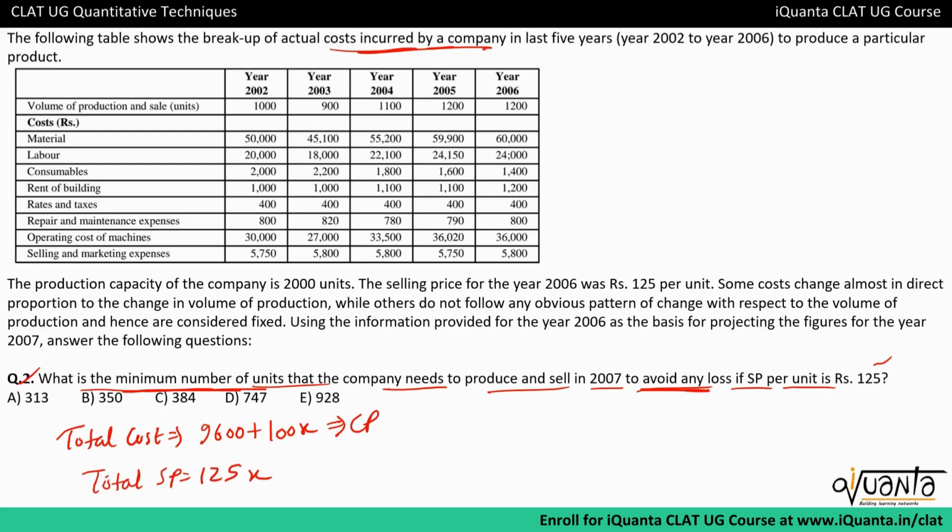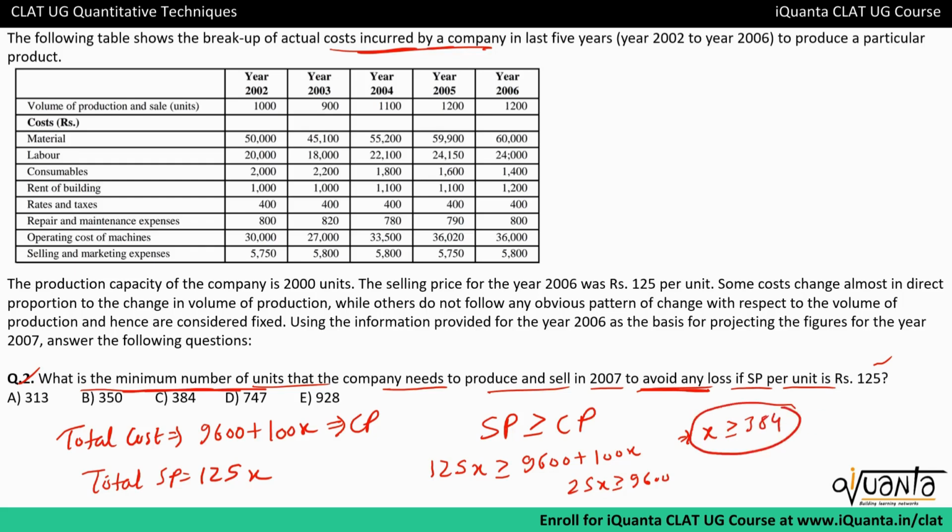That means SP should be greater than or equal to CP. So 125X should be greater than or equal to 9600 plus 100X. If you solve this, we'll get 25X greater than or equal to 9600, which means that X should be greater than or equal to 384. So the number of units produced must be 384 or more than that. So what will be the minimum number of units? It will be 384 only. Option C will be the correct answer here.